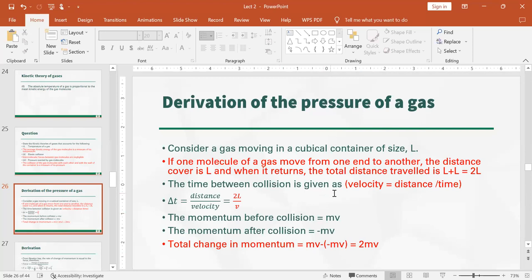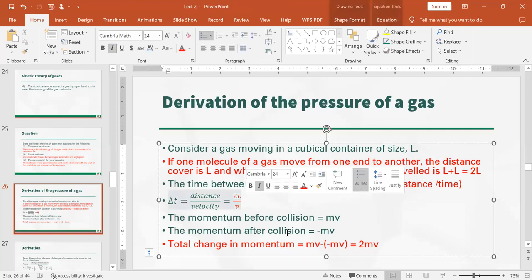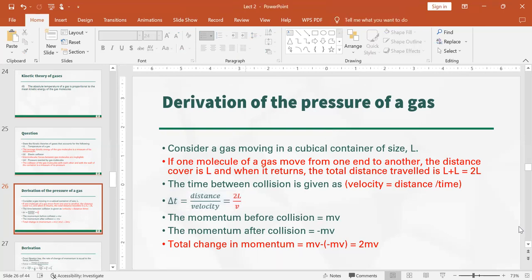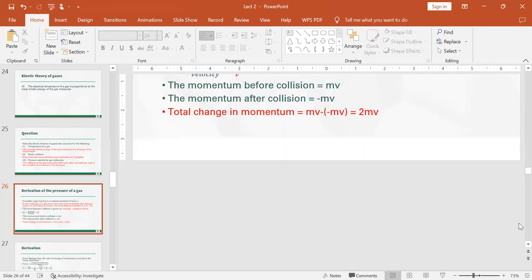The time between collisions is given by the meaning of velocity. Velocity is equal to distance over time. So if you want to make time the subject of the formula, time will be equal to distance divided by velocity. So the momentum before collision is mv, mass times velocity. The momentum after collision is what? Minus mass times velocity. The total change in momentum is what? Mass times velocity minus negative mass times velocity, which is 2 times mass times velocity. So that is one factor we have now.